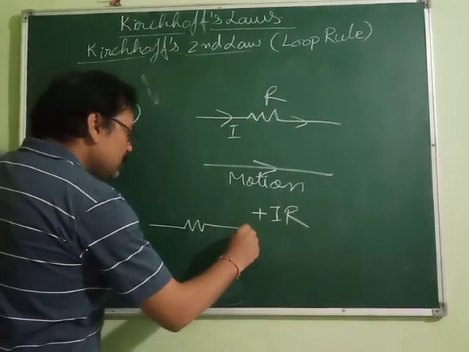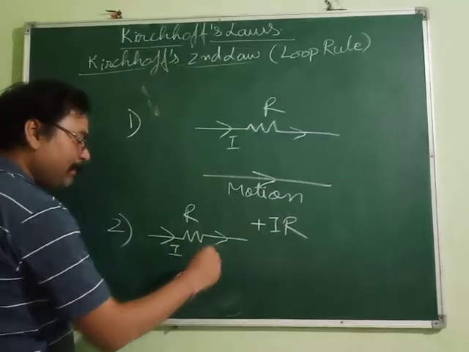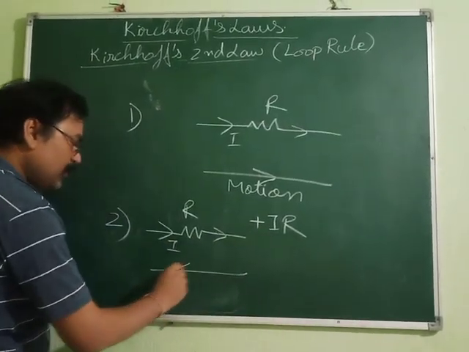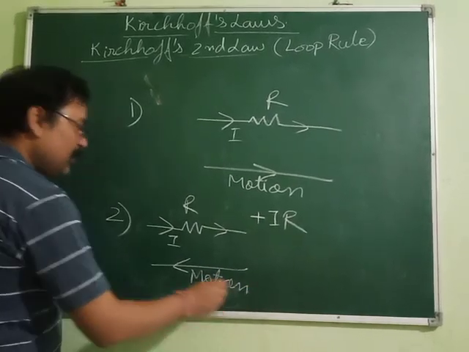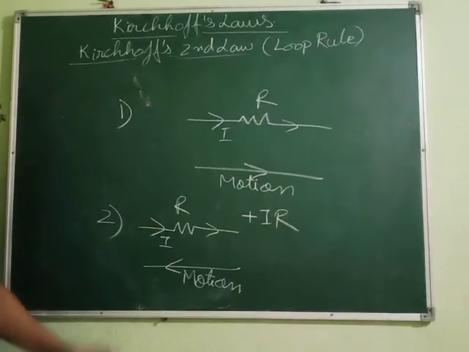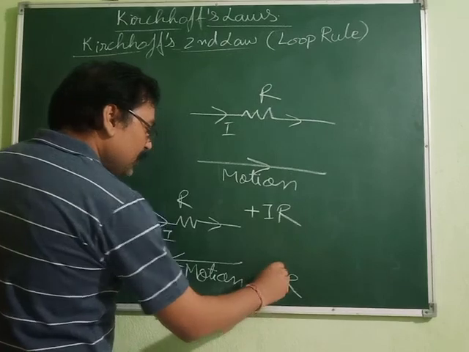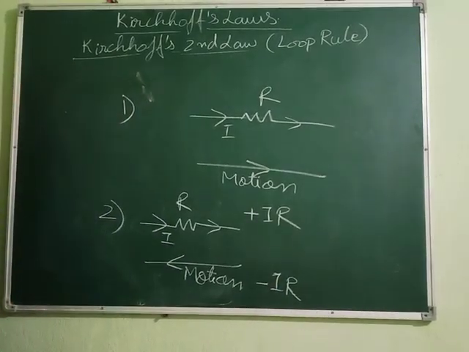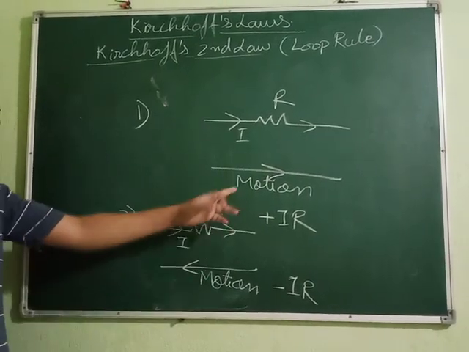Now just see. This is the resistor having resistance R. Current is flowing in this direction only, but you are moving in this direction. The direction of motion is this. You can see the directions are opposite to each other. In this case, your potential drop will be negative. Clear?